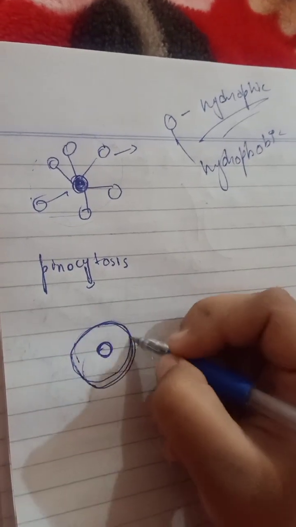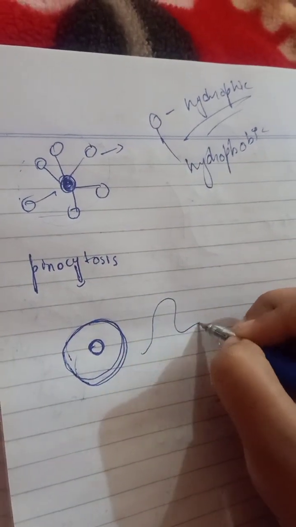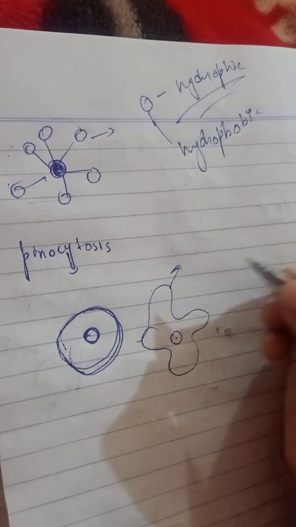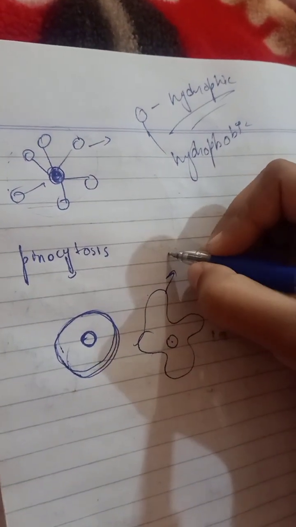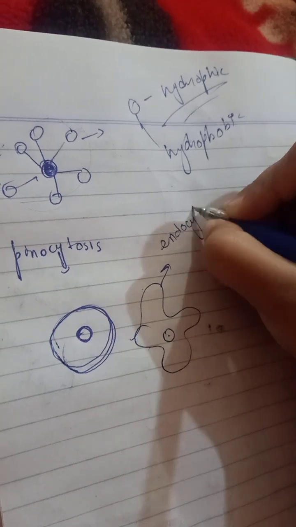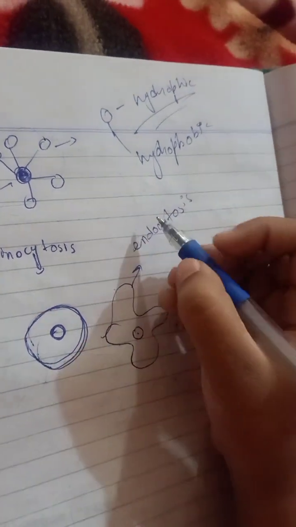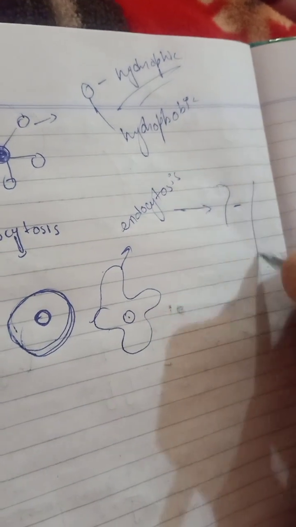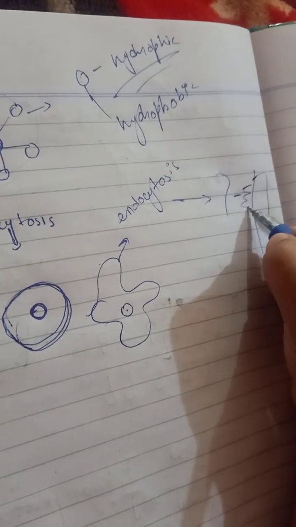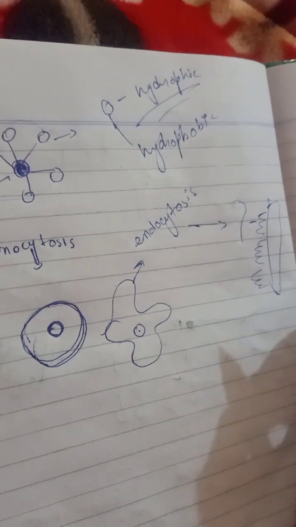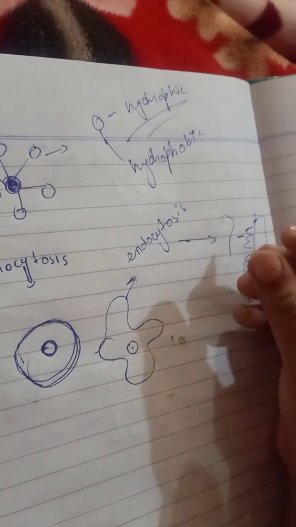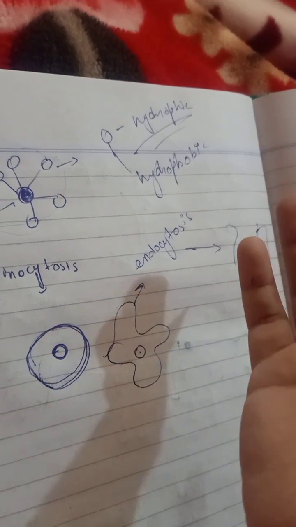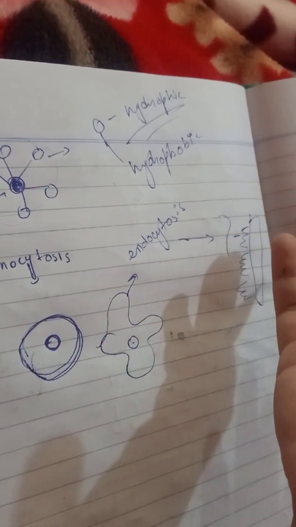Here you can see these are the foldings. The fatty acid is there, and these are foldings. These foldings of the cell membrane are called endocytosis. Through this, the fatty acid will move inside the epithelial cells, as you all know. So the fatty acid will move inside with the bile salts, moving inside the cell membrane.